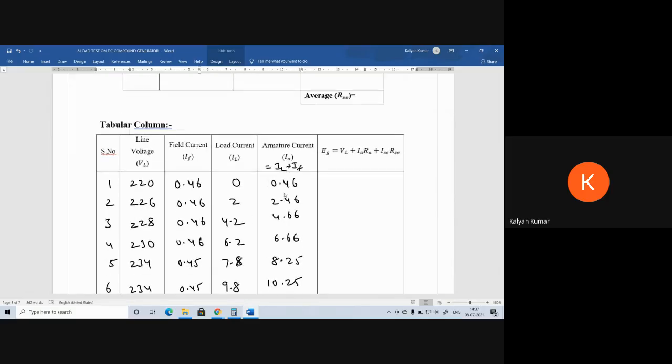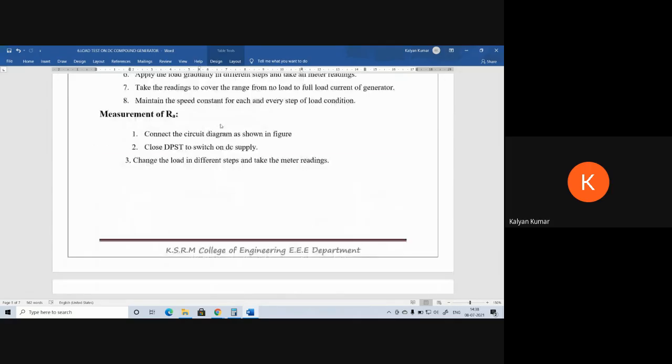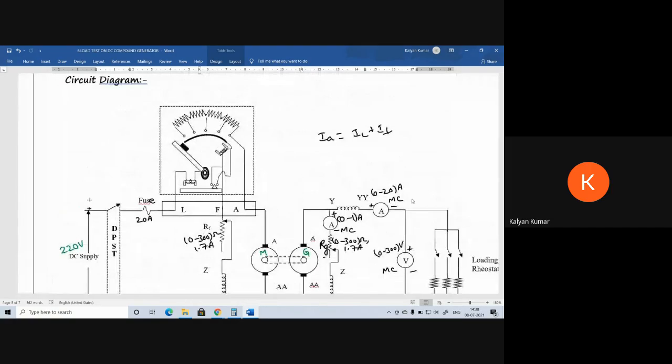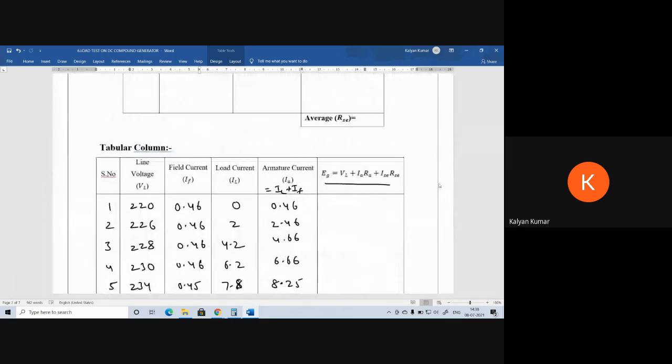Now, after calculating the IA value, we can calculate the EG. For calculating the EG, we require VL, the terminal voltage, which is here, and IA, which we have obtained here, and RA we need to find out. ISC: as it is a short shunt, the series field winding is in series with the load. So ISC becomes equal to IL. Now RSC we require. So RA and RSC are required.